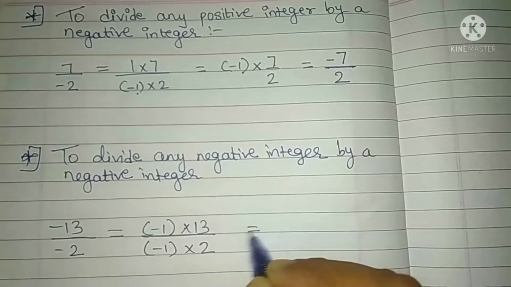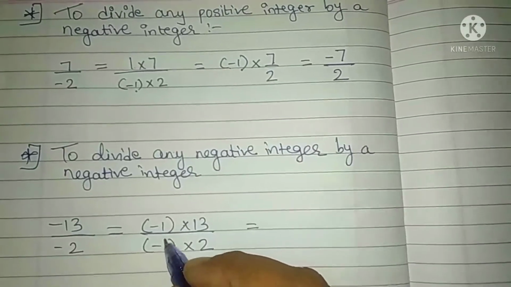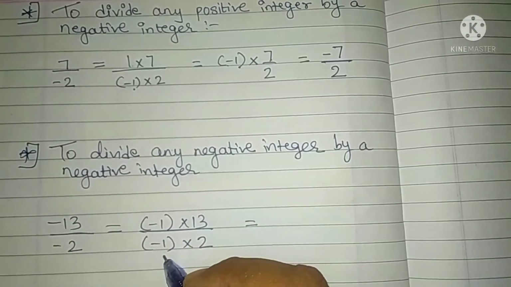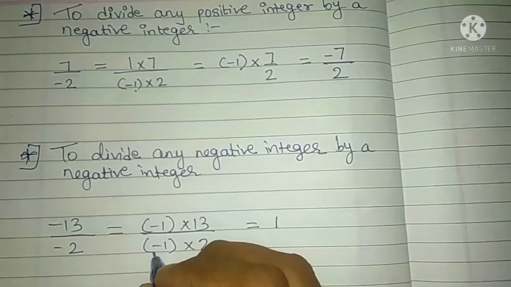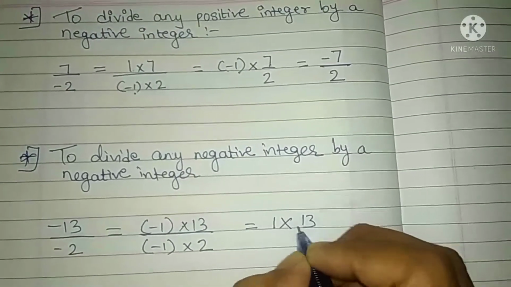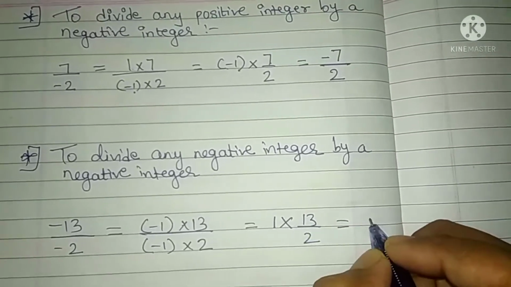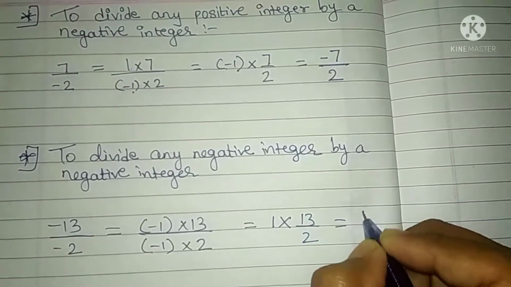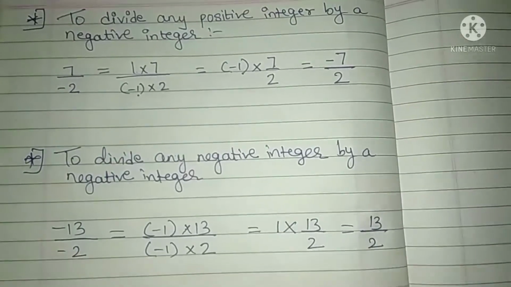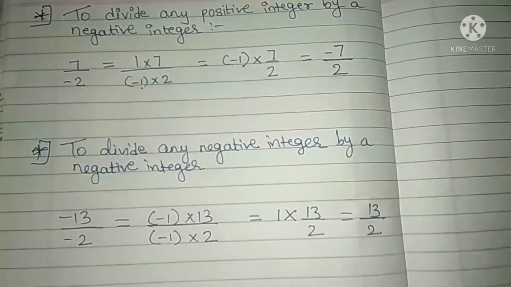Clear? So what you will do? First we have to divide minus 1 by minus 1. So what you will get? 1 divided by 1, you will get 1. Minus minus will become plus. Multiply by 13 upon 2. Clear? So 1 multiplied by 13 upon 2, what you will get? 1 multiplied by 13 is 13 upon 2 as it is. So like this you have to carry out the division of integers.